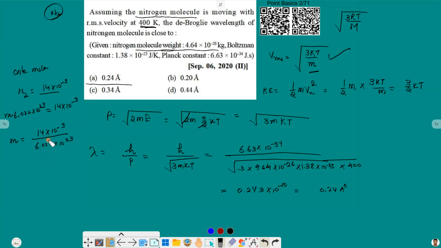Sorry, 14 is the atomic weight. For N2 it will be 28. So this is the correction here. So this will be 28. Now if we see, we will find the value near this value. So with this, let's move to the next one.